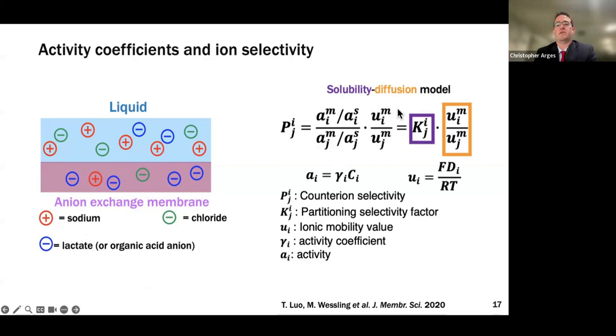And if we look at this solution-diffusion model, we have two components, which is this partitioning factor. This is informed by thermodynamics. And then you have this ionic mobility ratio, which is really governed by the diffusion of the ion across the membrane. And if we look at the partitioning factor here, it's really the activity ratio of species I in the membrane versus the solution, over species J in the membrane over the solution. And these activity values are informed by the activity coefficient multiplied by the concentration.